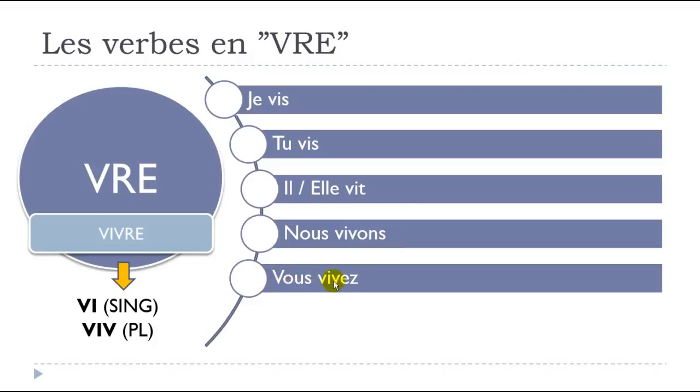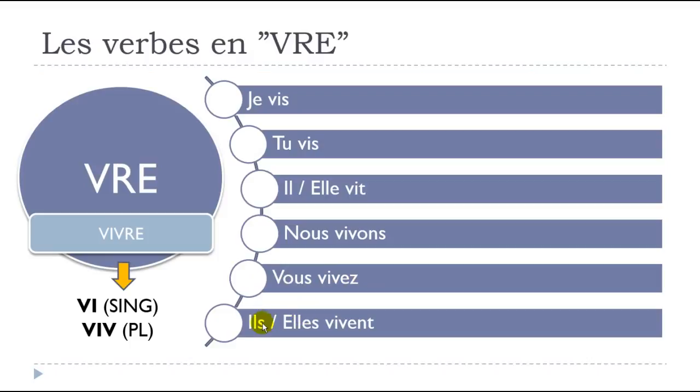Vous vivez. Ils vivent. Elles vivent. Okay, so if you have this clearly in mind, that we've got two stems, the first one for the singular is VI plus the endings, and for the plural it will be VIV plus the ending, then you will master this verb and the other verbs that are conjugated like it.